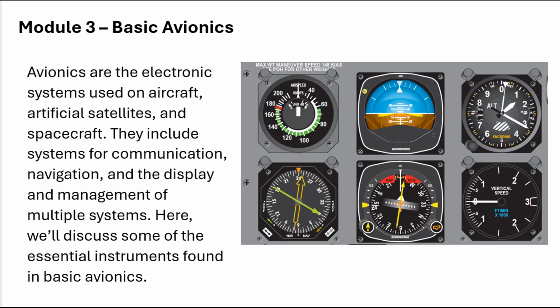Basic Avionics. Avionics are the electronic systems used on aircraft, artificial satellites, and spacecraft. They include systems for communication, navigation, and the display and management of multiple systems. Here we'll discuss some of the essential instruments found in basic avionics.